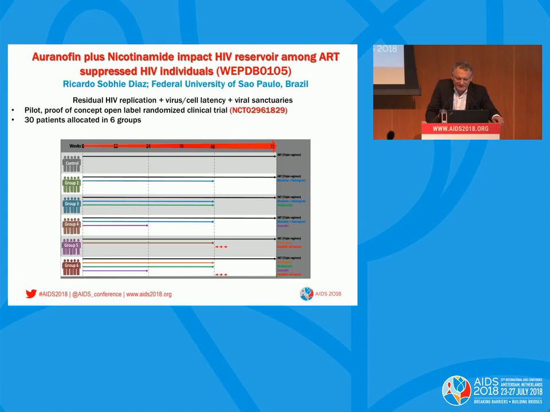And we enrolled 30 patients that were allocated in 6 distinct groups. Those patients had a CD4 nadir over 350 and viral load below detection with antiretroviral treatment for over 2 years. So we got samples such as blood, saliva, urine, and a rectal biopsy at the baseline and at the end of the study. The control group is the patients that were kept on the original antiretroviral treatment. In the second group, we have an antiretroviral intensification with dolutegravir and maraviroc.